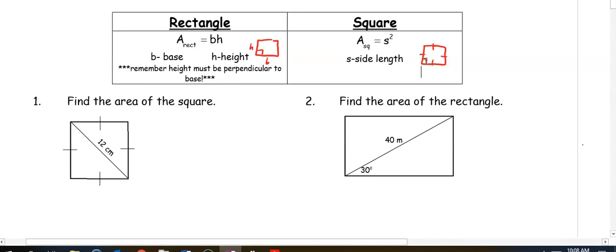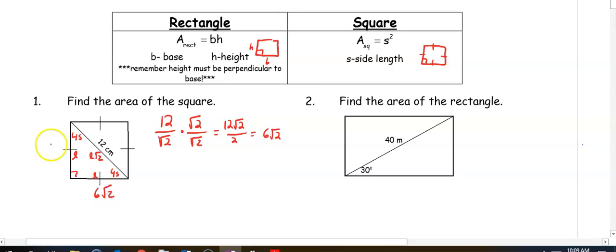In this case, it's a square with our diagonal drawn in. Remember that when we have a diagonal drawn into a square, it creates our 45, 45, 90 triangle. So the sides of our triangle are going to be L. The diagonal is going to be L root 2. So we need to solve for L. We can divide by root 2. So 12 divided by root 2, because nothing reduces, we need to rationalize by multiplying with the fraction of root 2 over root 2. So we get 12 root 2 over 2, and that reduces to 6 root 2. So that means the sides of our square are 6 root 2.